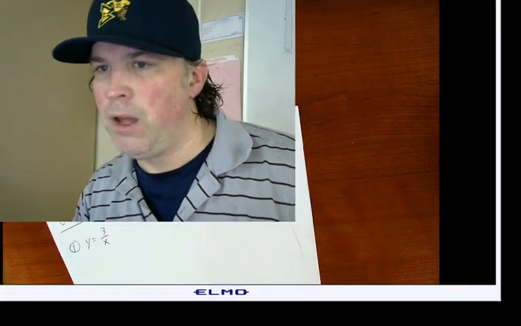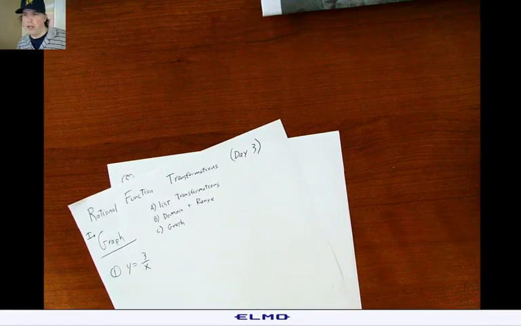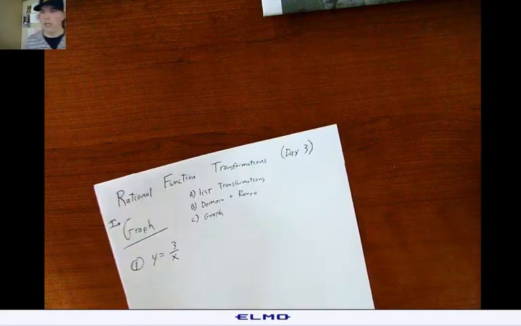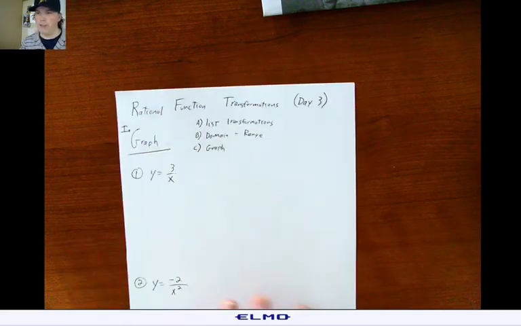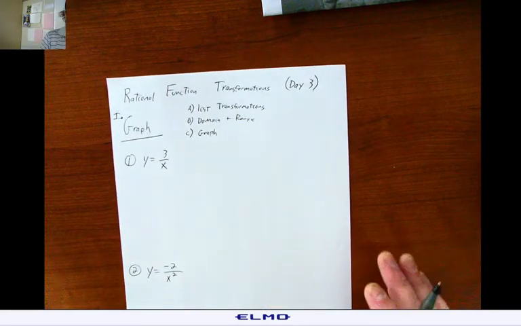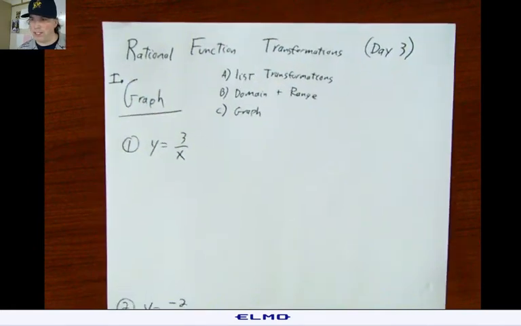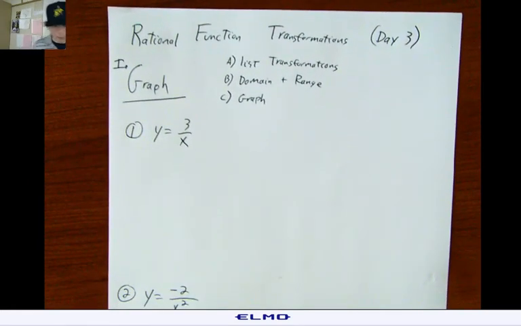So, what we're doing today is our third day of rational functions, and we have the two parent functions, y equals 1 over x and y equals 1 over x squared. Today we're going to be adding dilations and reflections to the problems. We're going to start off with y equals 3 over x.